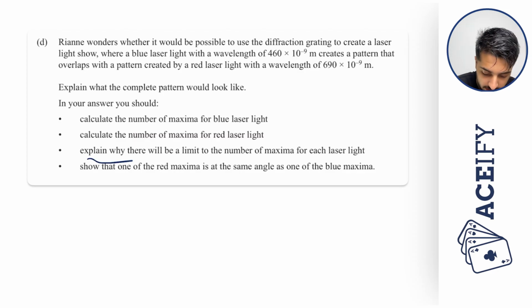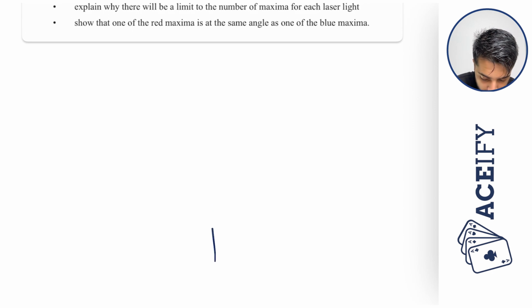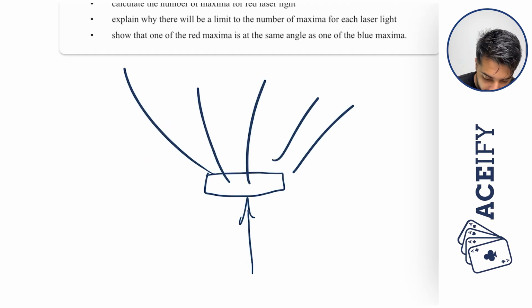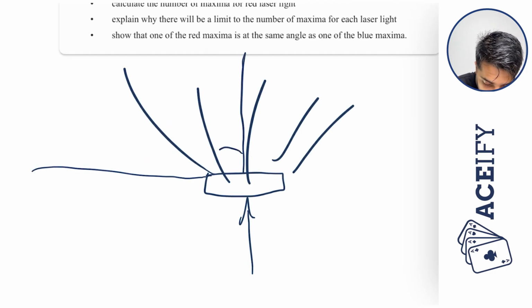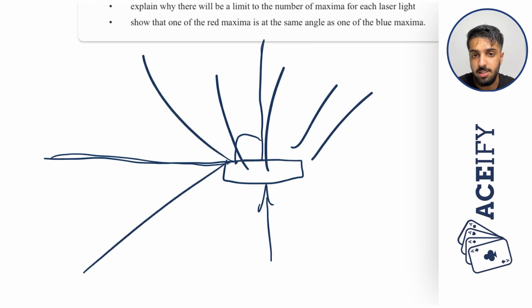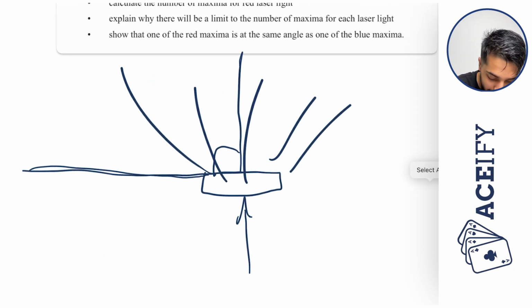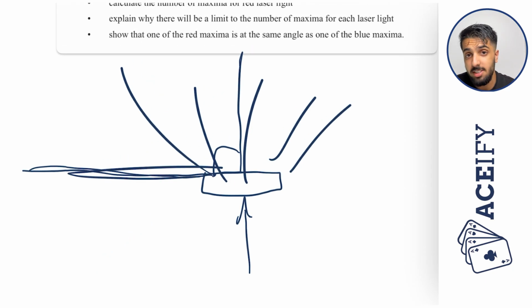So a reason why there's a limit to the amount of maxima that can be seen is because if we imagine our light going through a diffraction grating right here, and then spreading out like so, we can see that once it gets to 90 degrees, like so, this angle right here is 90 degrees with this line over here, it cannot go past 90 degrees, right? This light isn't going to go like that, is it? So the maximum angle is 90 degrees. And so obviously that's why there is a limit to the amount of maxima that can be seen.